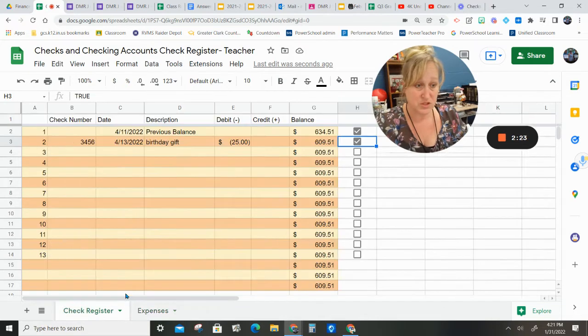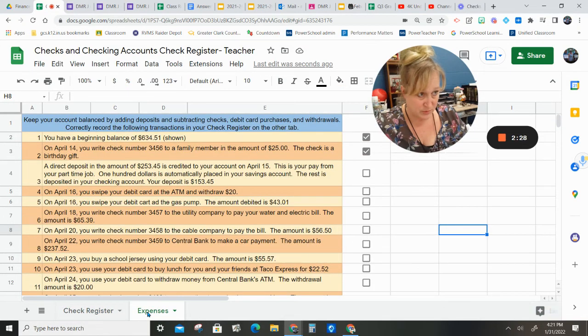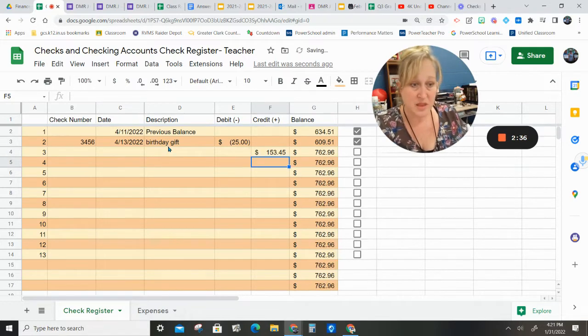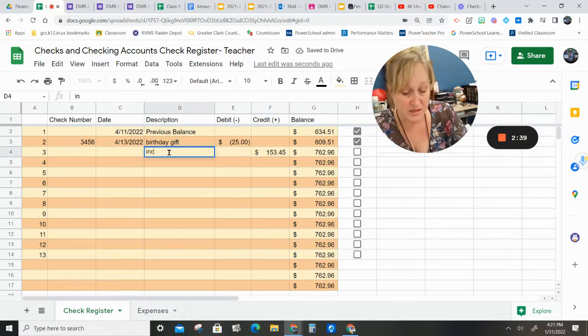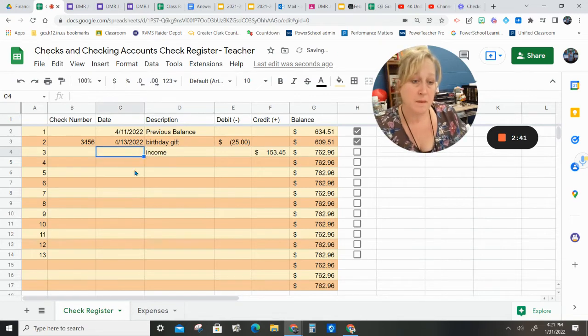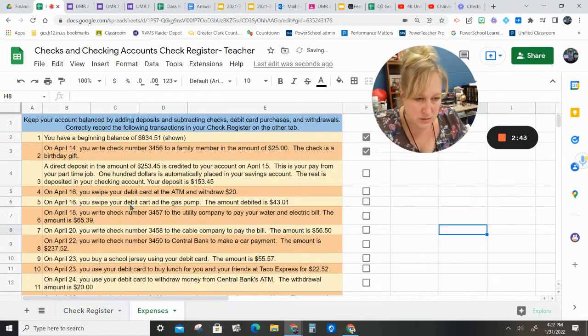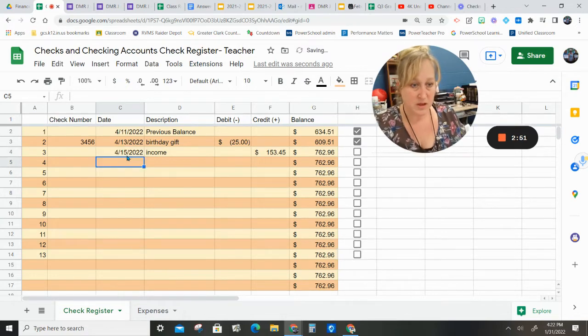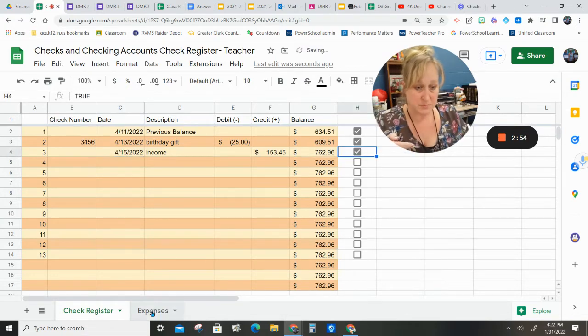Okay, so go over to my check register. That is a credit of, and I've already forgot the number, $153.45. So $153.45 goes into my account as income on April 15th, 4/15. Okay, so we've done number three.